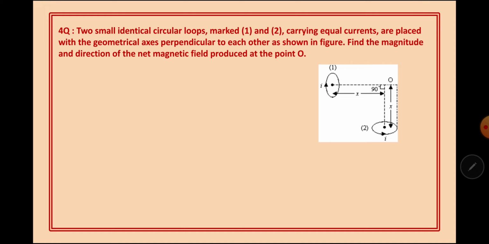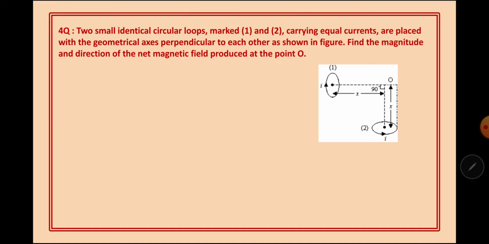Now students, for both the loops there will be a certain direction of the field, and we have to find the net field, which will be the resultant of both the loops. So we have to find the direction of B1 as well as B2, and then make use of vector laws of addition to find the resultant. The expression which we will be using is for a point lying on the axis of the circular loop.